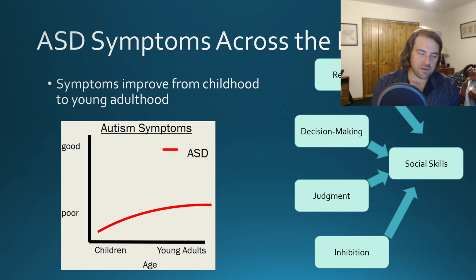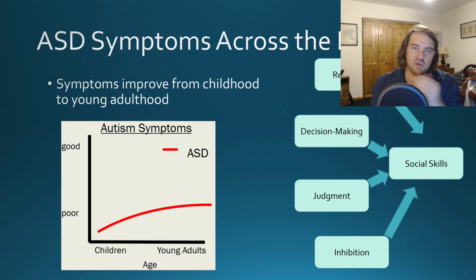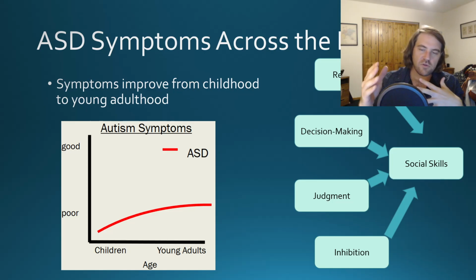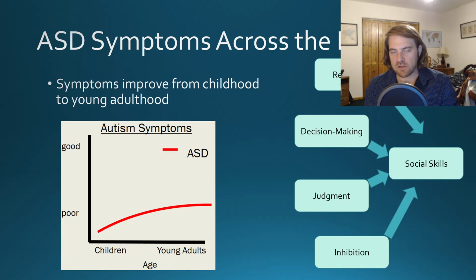What's underneath my head is reasoning. And then under that, we've got decision-making, judgment, and inhibition. These all come together to make social skills. So we can teach all of these things. We can teach people with ASD, hey, pay attention to what's going on. Pay attention to the way that decision-making is happening. Pay attention to judgment.